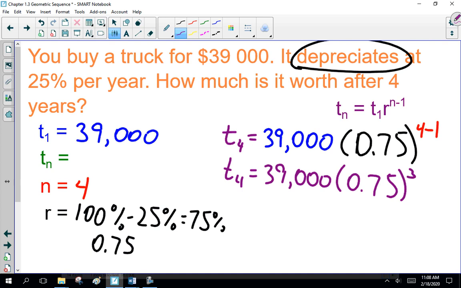Now, after 4 years, 39,000.75 cubed is what number? What are we getting? Show me your answer, please, ladies and gentlemen. 16,453.